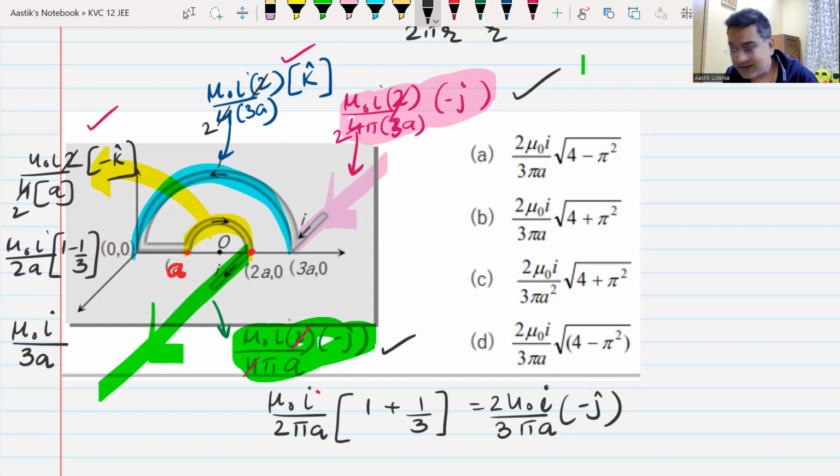Now I have to square them and add them. These two options are definitely not coming. This option is dimensionally wrong. The only option that is correct is this one. In fact, you did not have to do the question. You could have done it by dimension analysis. 4 minus pi square cannot come because this is y square plus z square. And then the only option which is dimensionally correct is this one.